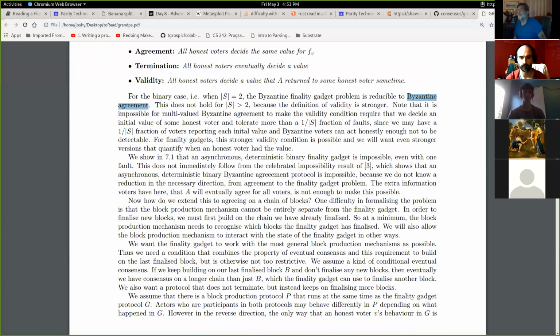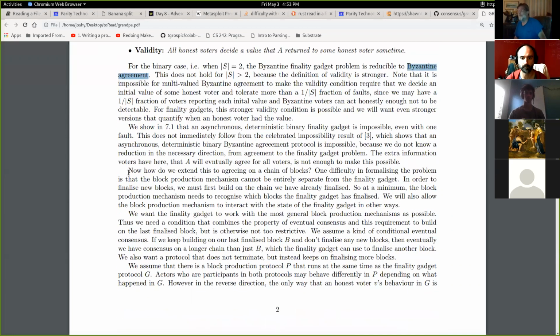So maybe we can pick back up here. So how do we extend this to agreeing on a chain of blocks? One difficulty in formalizing the problem is that the block production mechanism cannot be entirely separate from the finality gadget. In order to finalize new blocks, we must first build on the chains we've already finalized. So at a minimum, we will also allow the block production mechanism to interact with the state of the finality gadget in other ways.